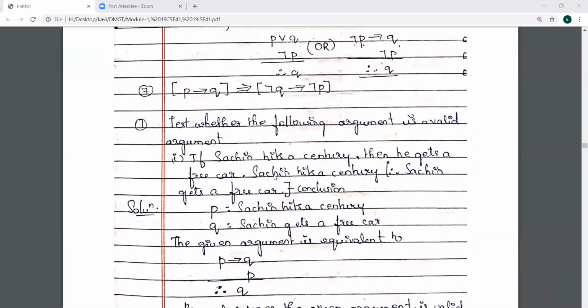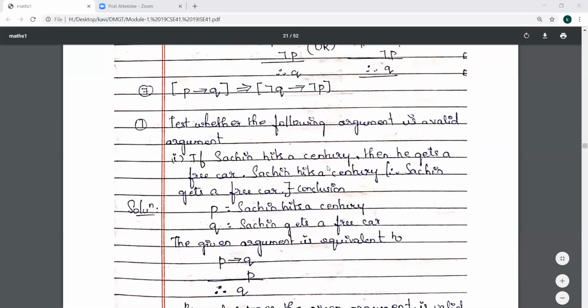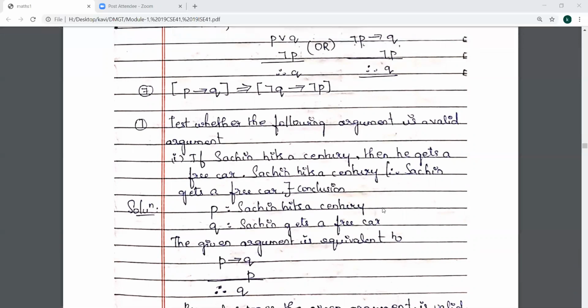See here 2 sentences are considered in the problem. So I am going to define 2 propositions for the given problem. First I am defining the proposition P is Sachin hits a century. Next, second proposition, I am going to consider Q, that is Sachin gets a free car. These are the two propositions I am going to define for the given problem.